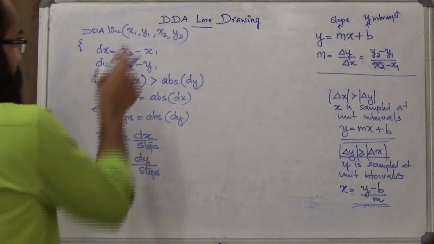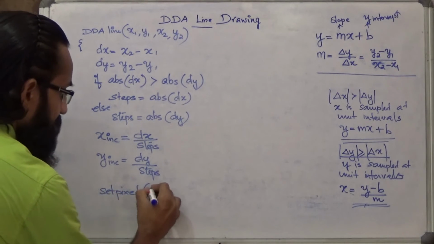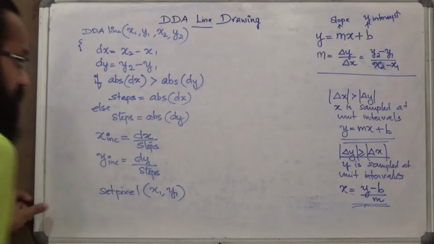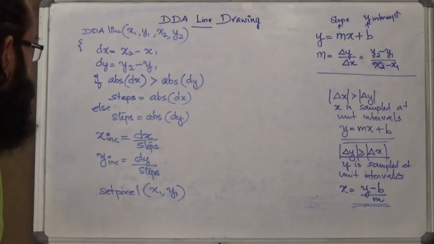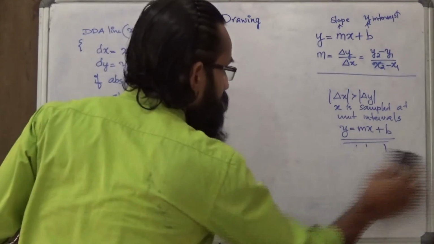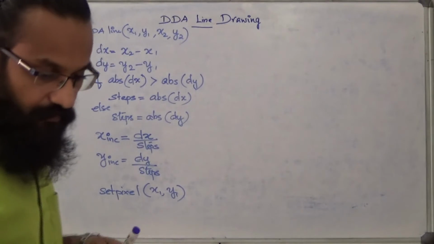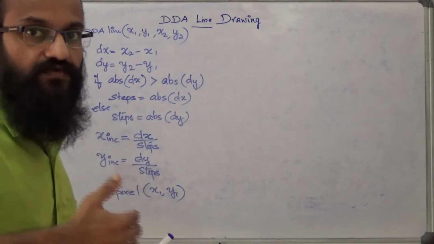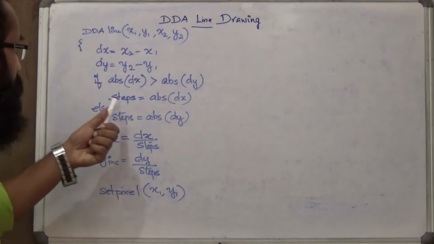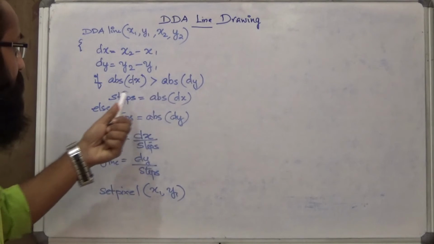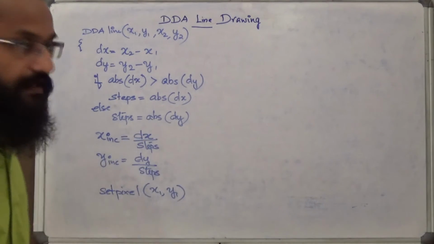Now you have to plot the pixel. Assume that set pixel is the function that actually plots the point. So set pixel x1, y1. So you have plotted the first point. Now you have to determine the intermediate points between x1, y1 and x2, y2. That is, you have to iterate delta x times or delta y times. That is there in steps. If delta x is greater than delta y, steps will be delta x, and otherwise steps will be delta y.